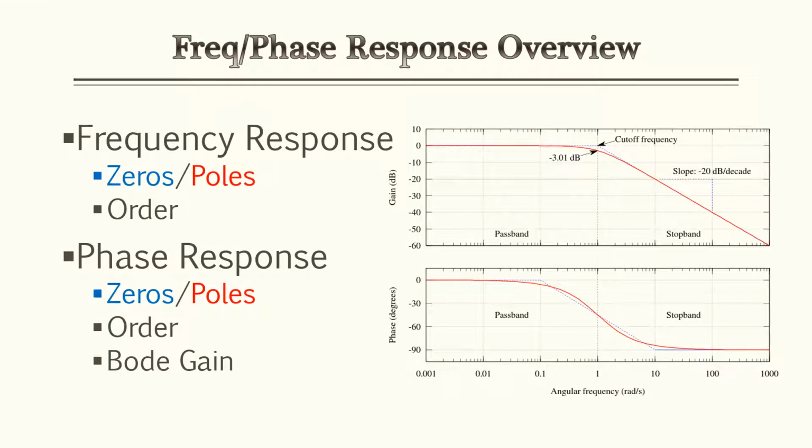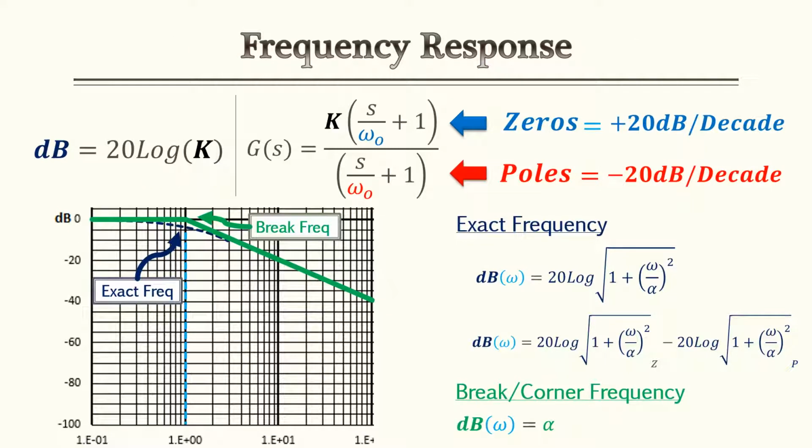For this lesson, we'll be going over frequency and phase response. On the frequency response, we'll be going over the zeros and poles as well as the orders. And on phase response, we'll be going over also zeros and poles, orders, and also the Bode gain. Now the first thing we'll be going over is frequency response.